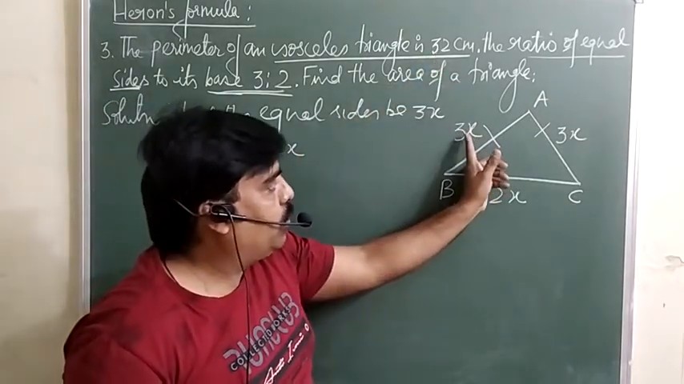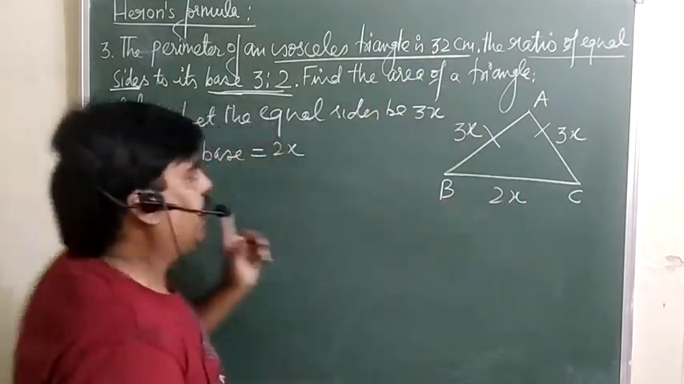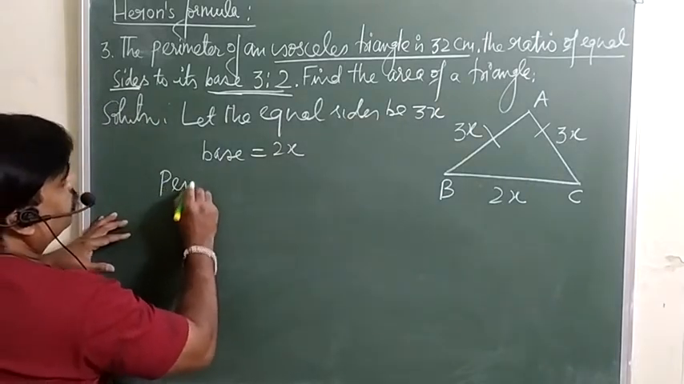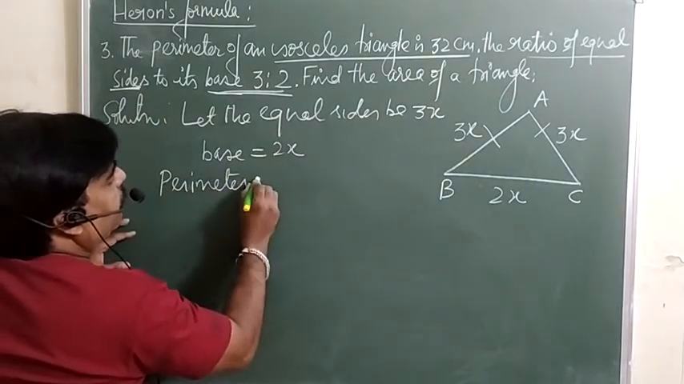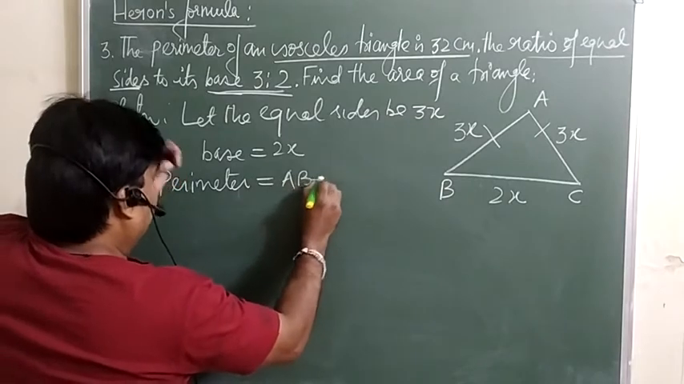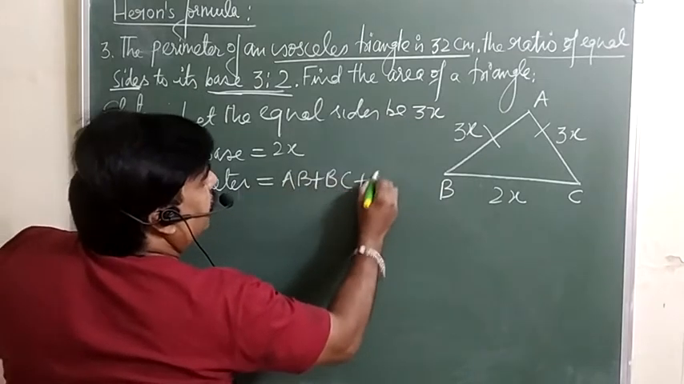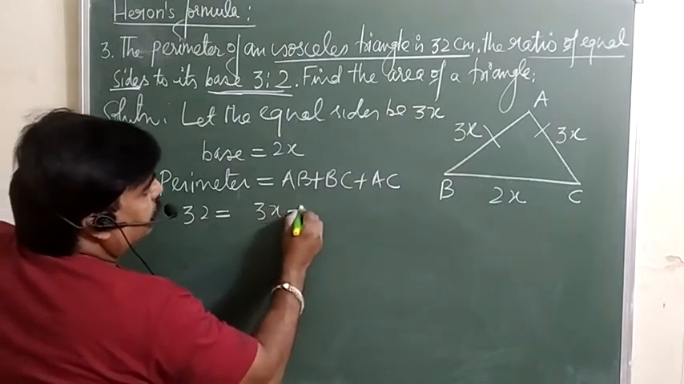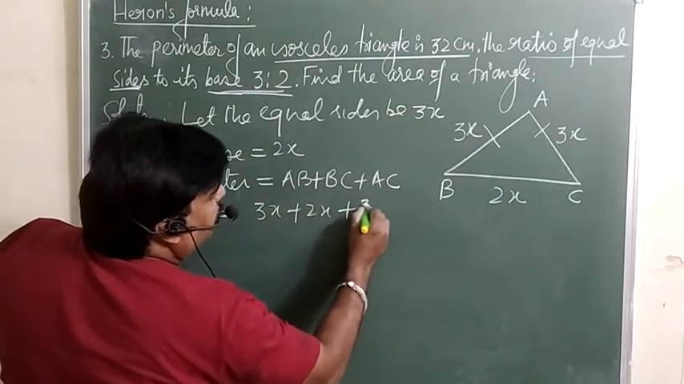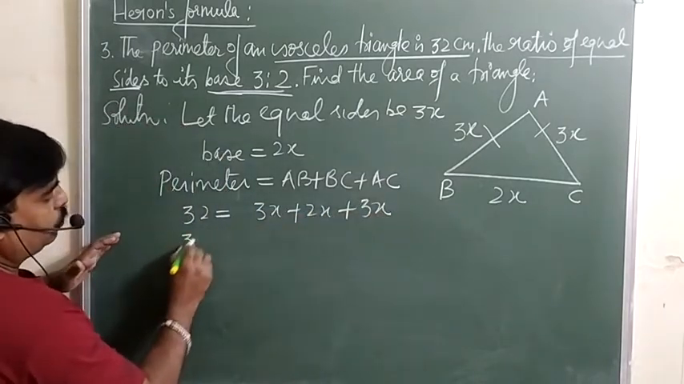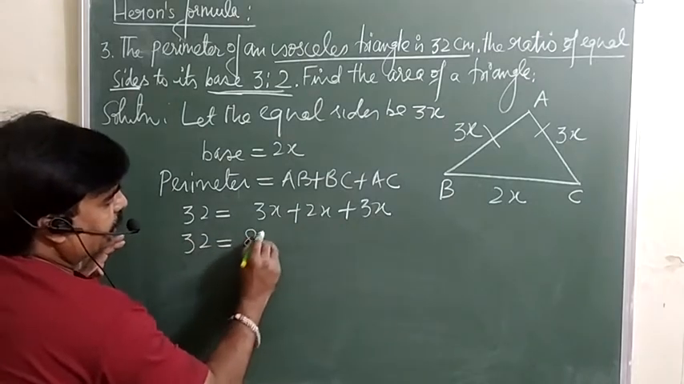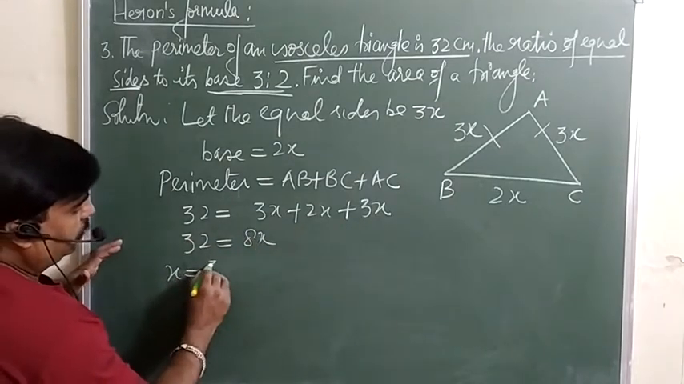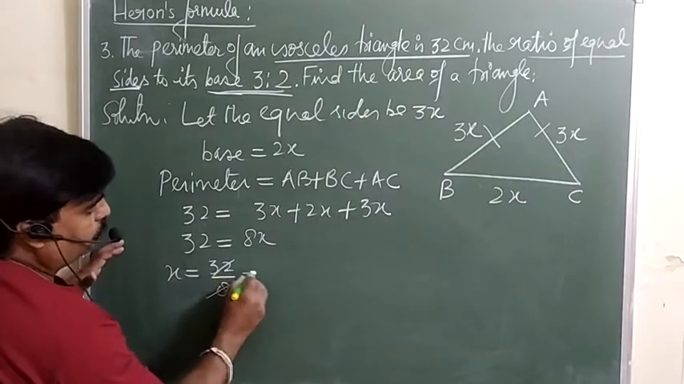But the perimeter is already given as 32. Perimeter is 32. It means the sum of all these three sides. Perimeter is the sum of all the sides, here AB plus BC plus AC. So 32 is equal to 3x plus 2x plus 3x. So here you will get 32 is equal to 8x. So x is equal to 32 over 8, which is 4.